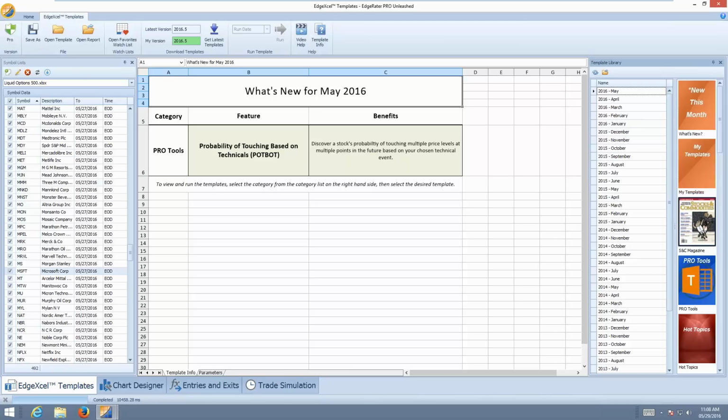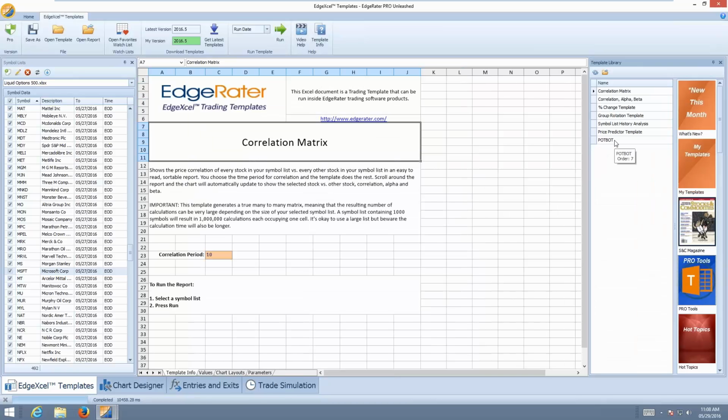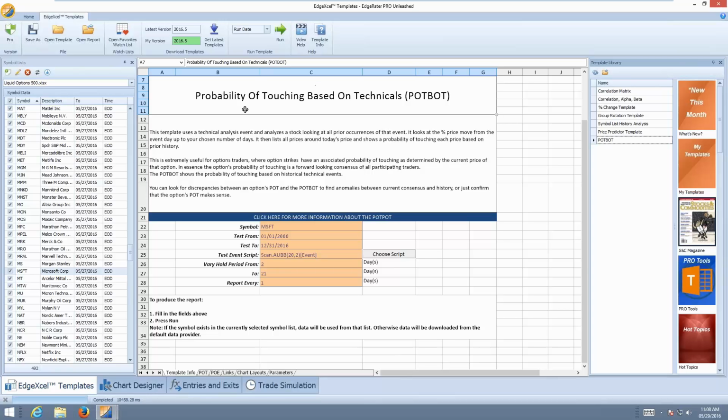So if you come down to Pro Tools category over here, you'll find that there is a POTBOT template, a new probability of touching based on technicals. So what this is trying to do is take a particular technical event or a condition. And in this case, we know that Microsoft crossed above the upper Bollinger Band, so the condition I'm looking for is the cross above the upper Bollinger Band, and I've chosen that in here.